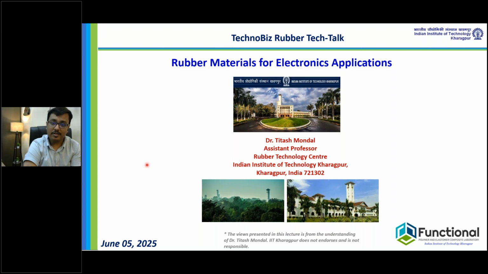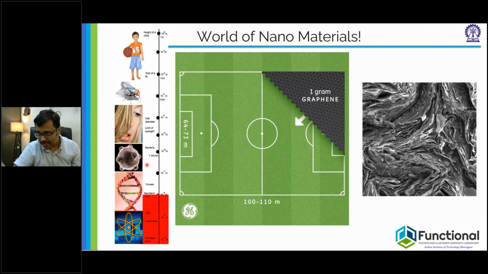Now, most of the electronic applications that we are currently focusing on are based on rubber nanocomposites. So before we go into the actual topic of rubber materials for electronic application, let us try to understand what exactly a rubber nanocomposite is, and what the world of nanomaterials is.